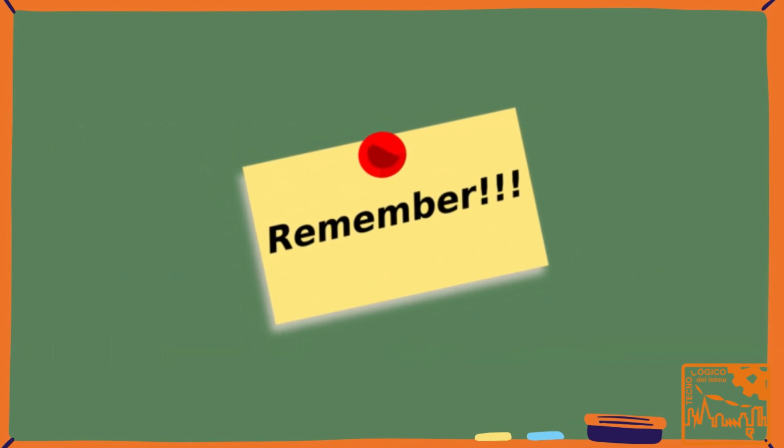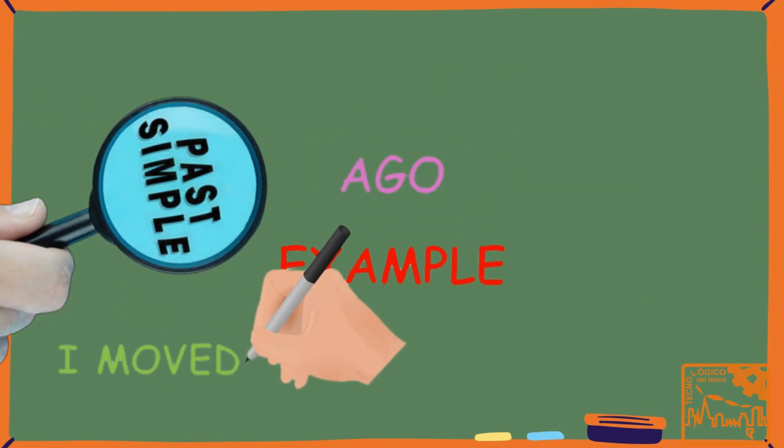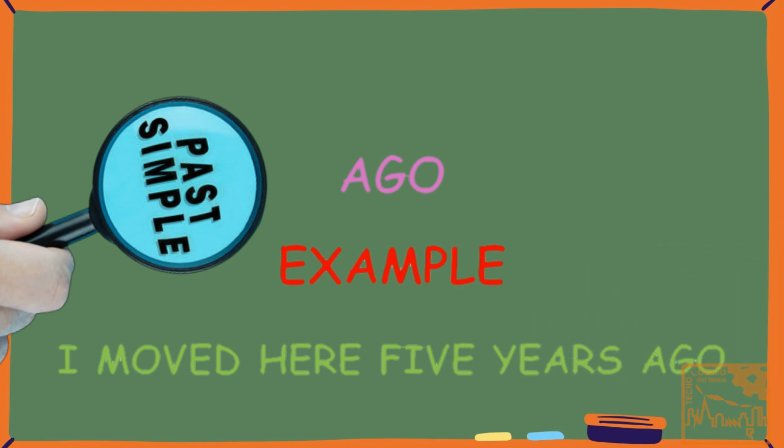Remember, ago is not used with the present perfect. It goes with the past simple. I moved here 5 years ago, not present perfect.